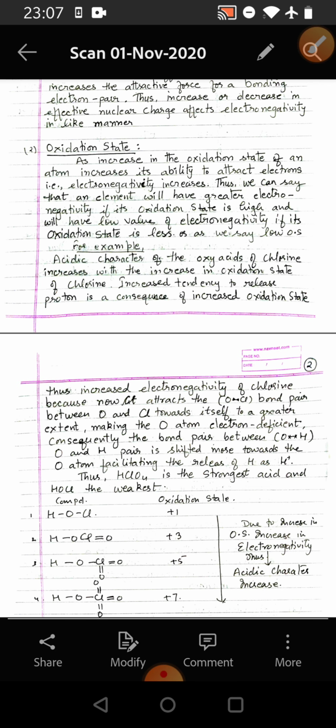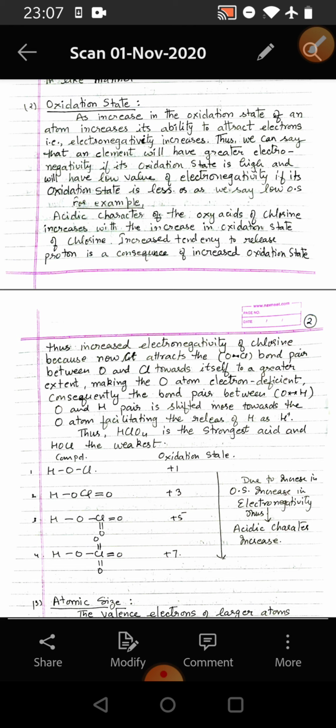The next point is oxidation state. An increase in the oxidation state of an atom increases its ability to attract electrons. That is, with increasing oxidation state, electronegativity increases. Thus, we can say that an element will have greater electronegativity if its oxidation state is high, and will have a low value of electronegativity if its oxidation state is low.